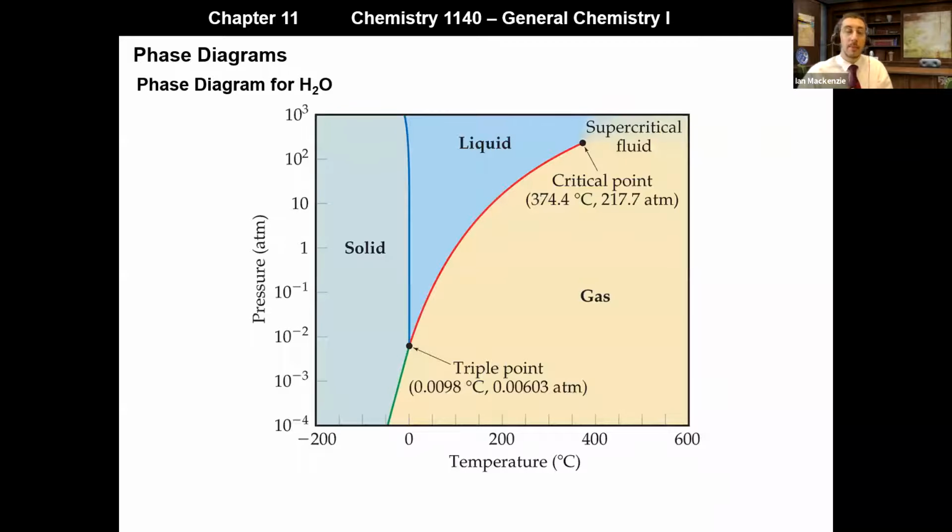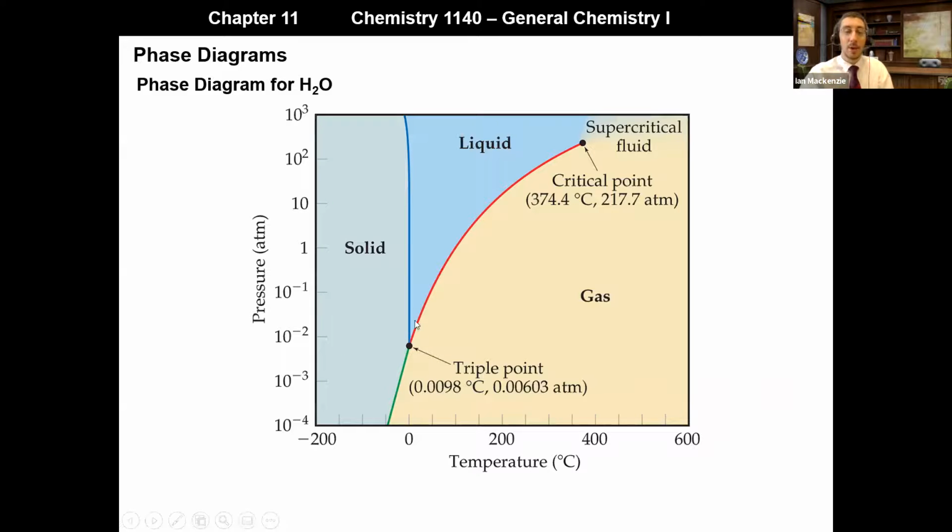If we look at the phase diagram for water, we can also note a few things. So here, the critical point at 374 degrees Celsius and 217 atmospheres. It's unlikely we will ever see that. And if we ourselves were under that type of pressure or temperature, we would certainly be dead very quickly.